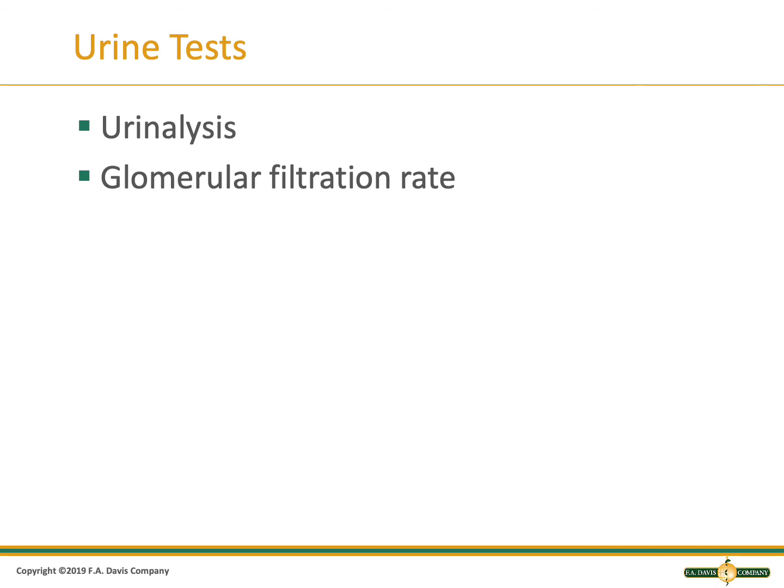Okay, urine tests include a urinalysis. We can find out about the renal system through a urinalysis. We can get an indication of dehydration. We can find out if there's bacteria. We can also find out if they're diabetic through a urinalysis. So it's a very useful, simple test.